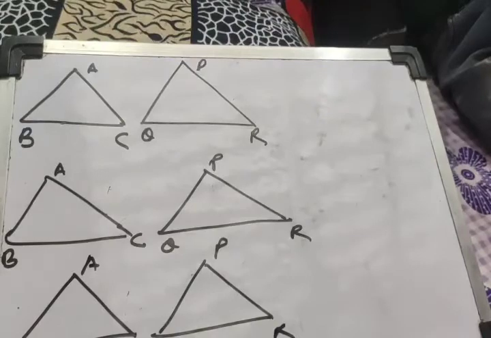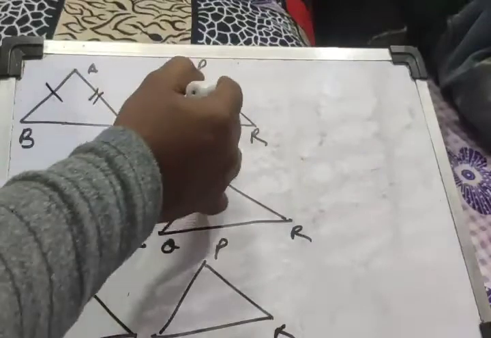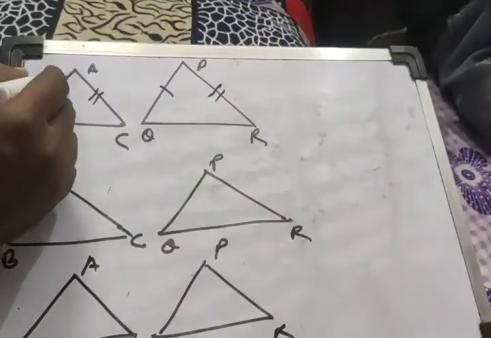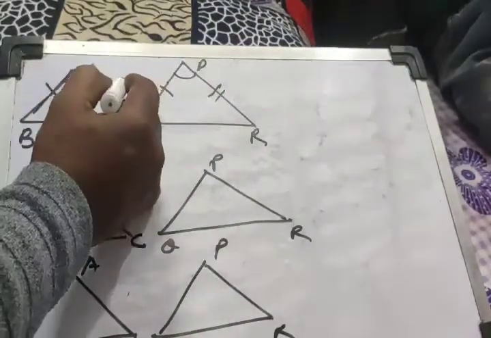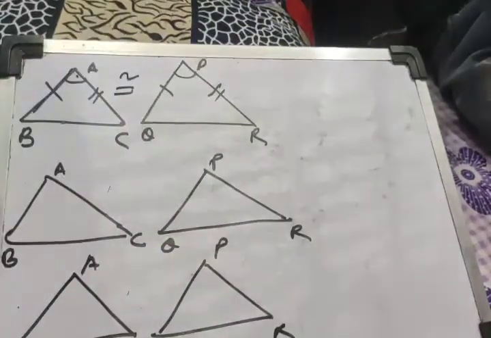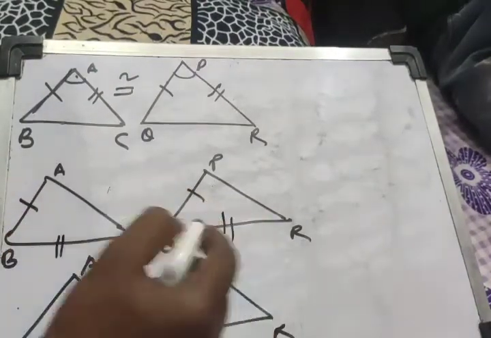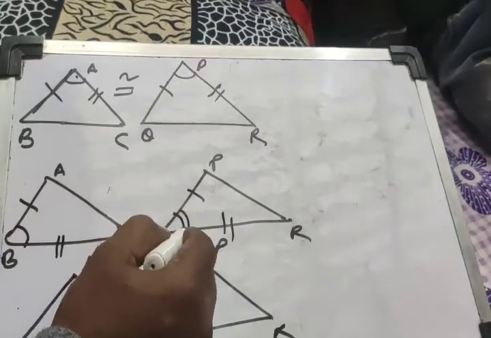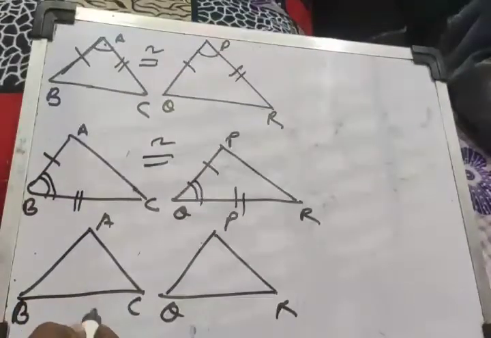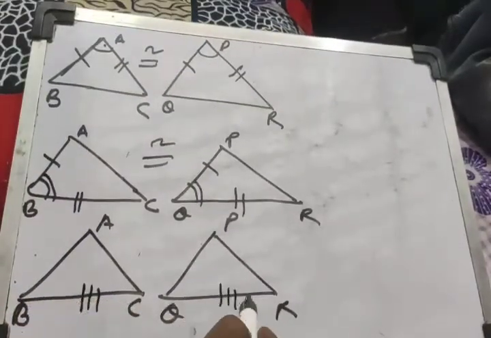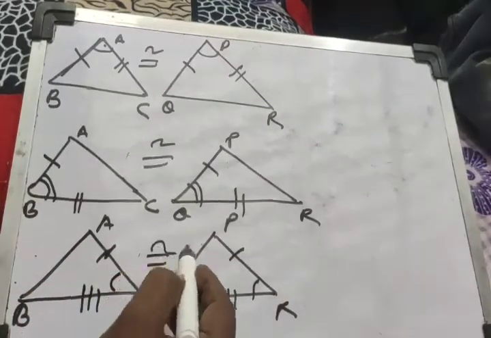The next condition is SAS. If this side length is equal to this side, and this side length is equal to this side, and see the angle made by these 2 sides, here and here. If this angle is equal to this angle, then both the triangles will be congruent to each other. Consider another case: this side equals this side, this side equals this side, and this angle equals this angle, then both the triangles are congruent to each other.